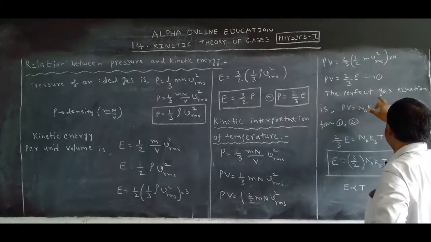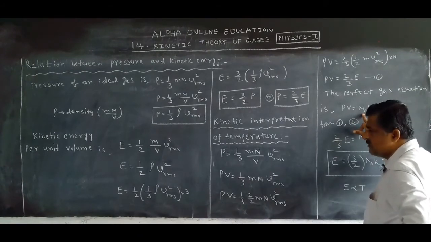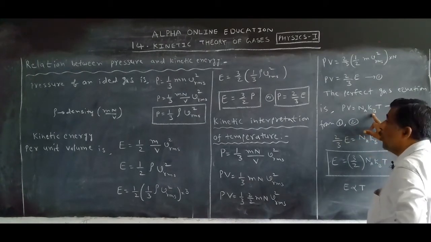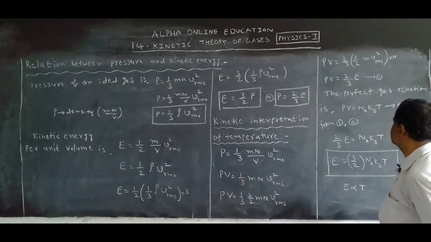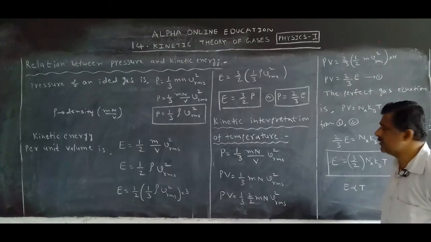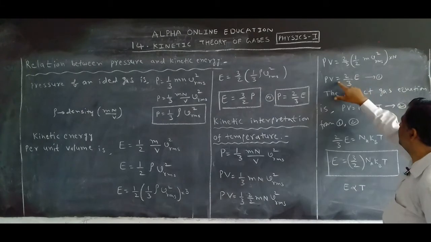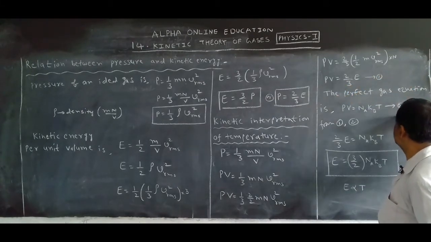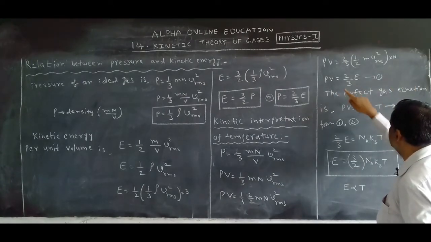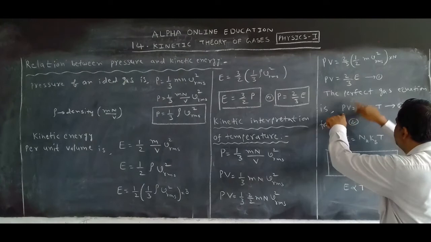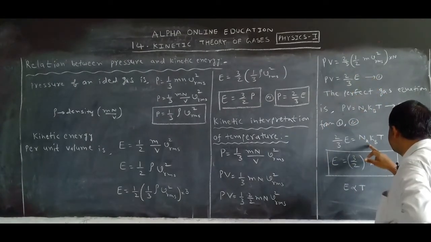Now, the perfect gas equation, we know that PV is equal to Na kB T. Na means Avogadro number, kB is the Boltzmann constant, into T. For a perfect gas, the equation is PV is equal to Na kB T. Let us take this as equation 2, and that one is equation 1. From 1 and 2, in place of PV, you can substitute this value: 2 by 3 E is equal to Na kB T.